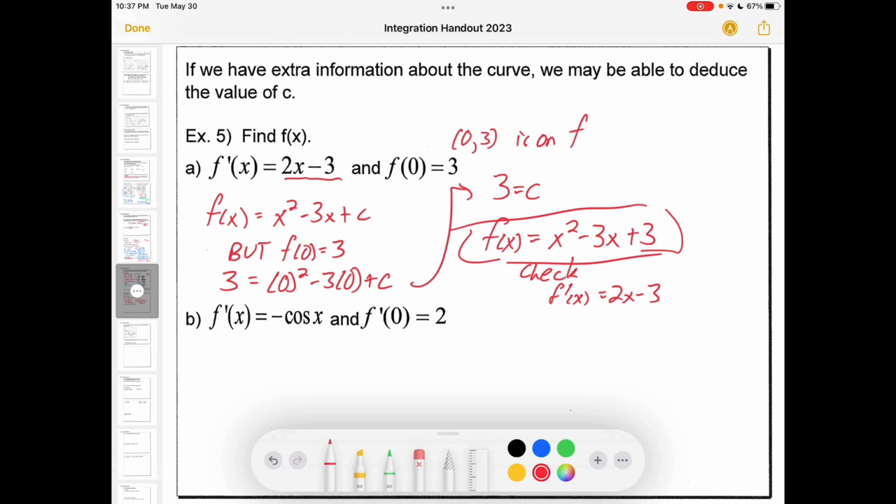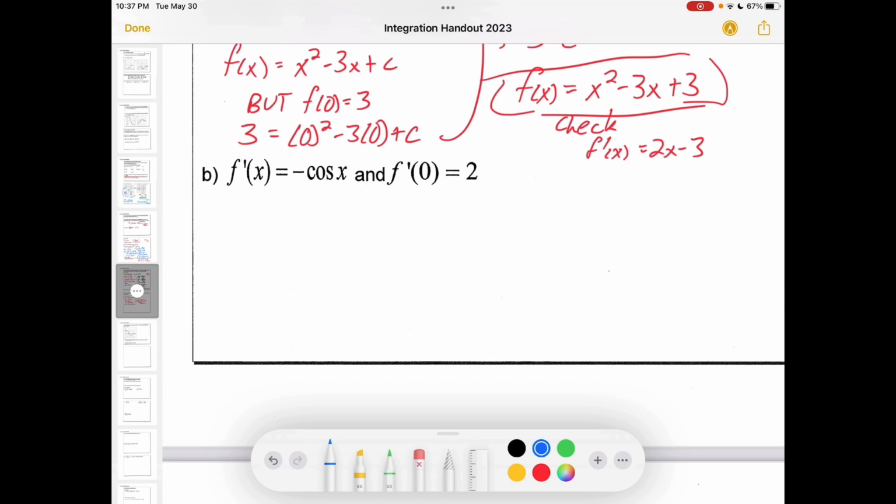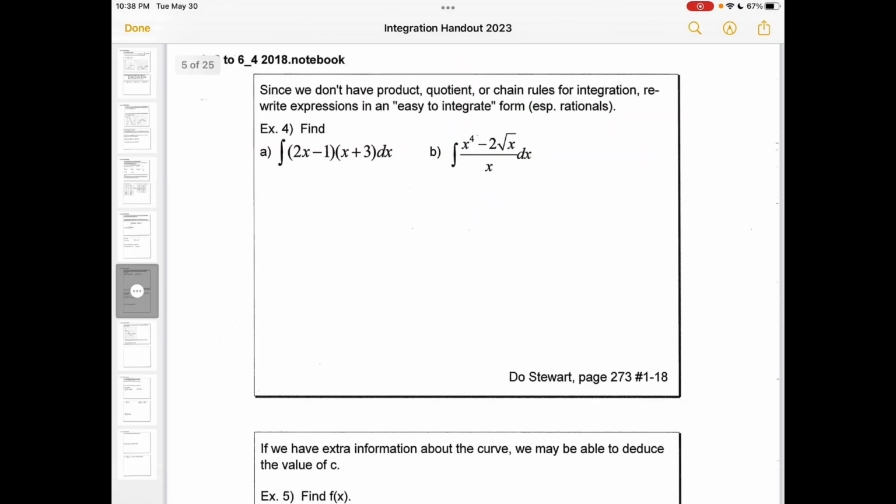So let's change this next one just a little bit. Okay, let's change it so that f prime is negative sine x. Okay, and not f prime of 0 is 2, but f of, I don't know, let's say f of 0 is 5. Okay. And so we've got to find f of x. And we integrate negative sine x dx. I didn't show this step in the last one. Maybe I don't need to in this one.